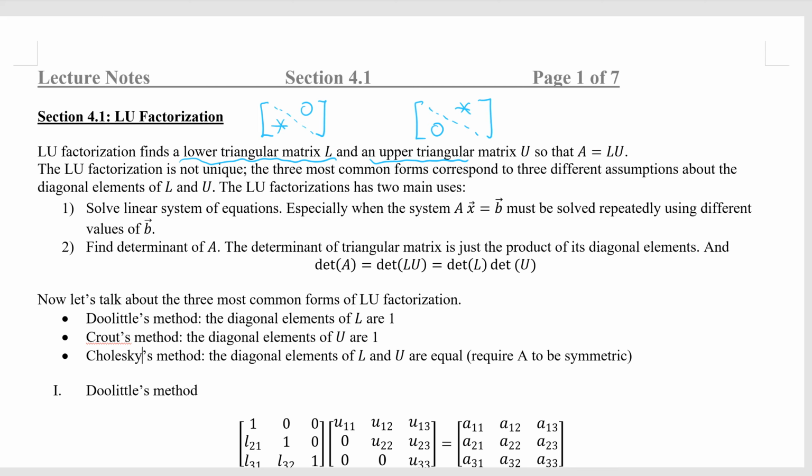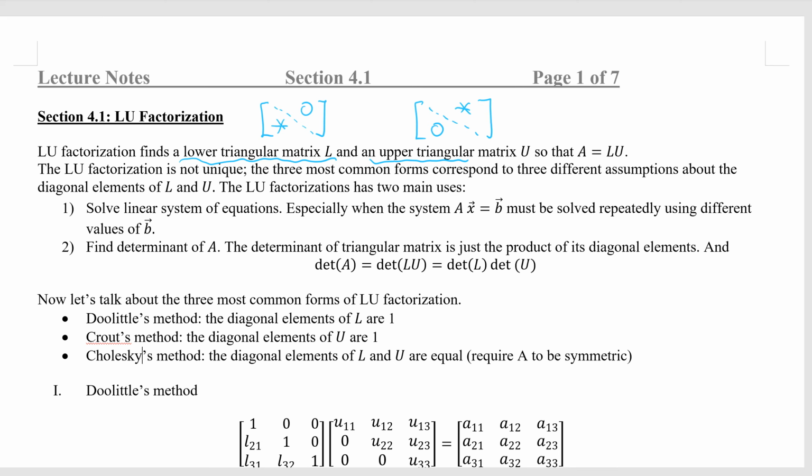So A equals LU. The LU factorization is not unique. The 3 most common forms correspond to 3 different assumptions about the diagonal elements of L and U. We're going to talk about all 3 of them, okay? So the LU factorization has 2 main uses. First, it can help us solve a linear system of equations, especially when the system AX equals B must be solved repeatedly using different values of B.